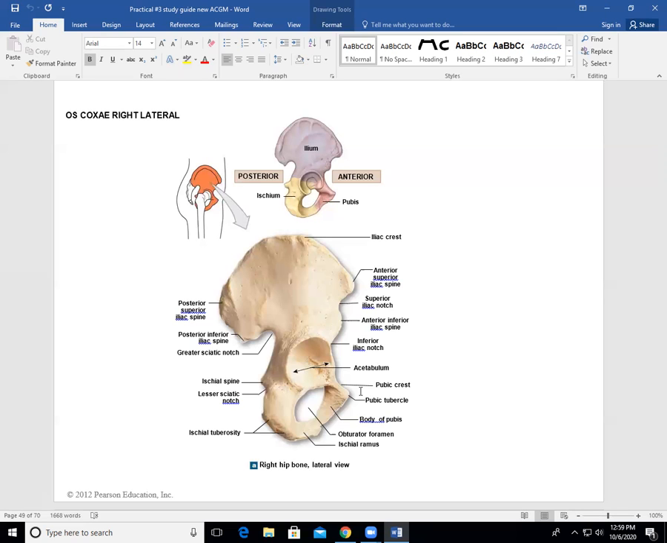os coxae. So like with yours, okay, you've got the ischium facing you, acetabulum facing to the left, so it's a left. Okay, acetabulum facing to the right, so it's a right.